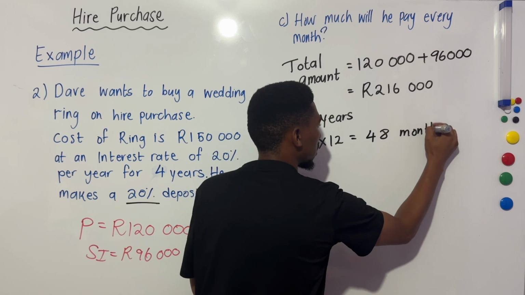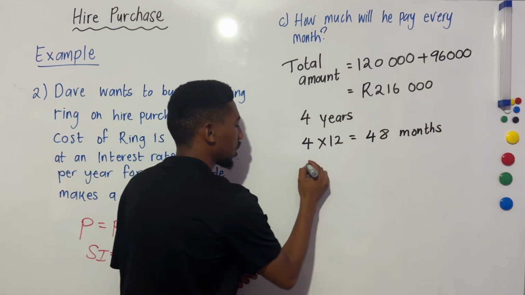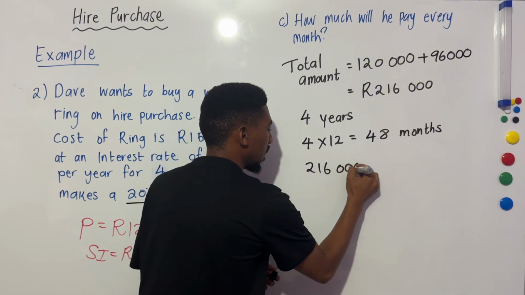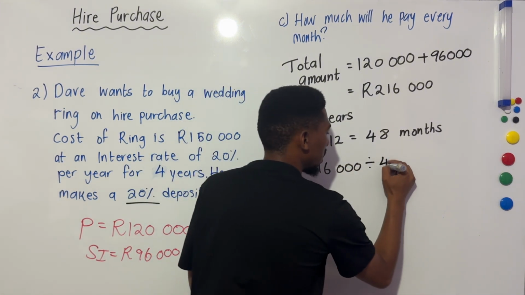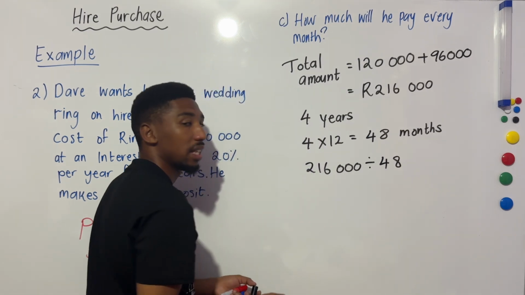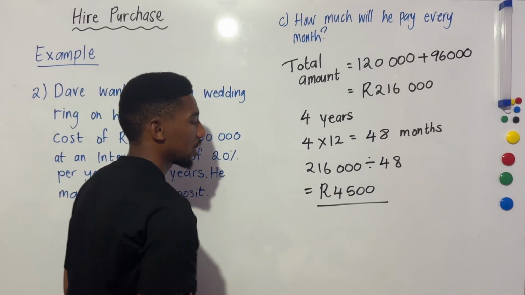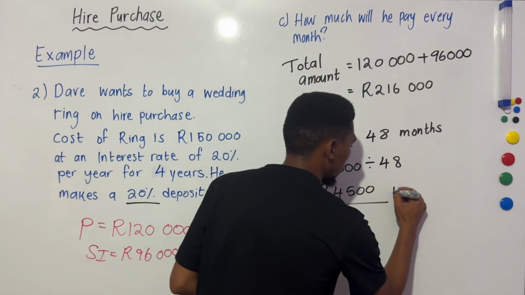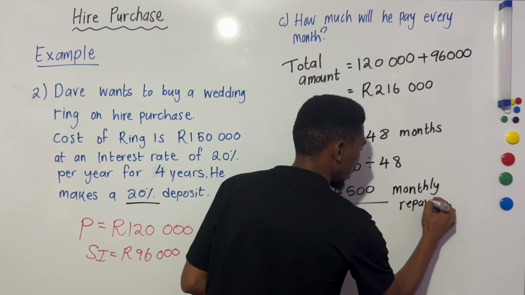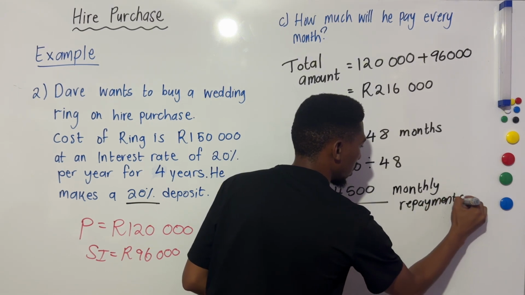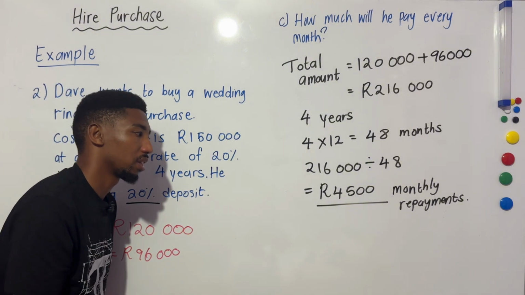That's the months. Then the last step, we're going to take the 216,000 that we have to pay back, and we're going to divide it by the 48 months that he has to pay it back in. An answer of 4,500 he has to pay back. This is his monthly. That is his monthly repayment that he has to pay back every single month.